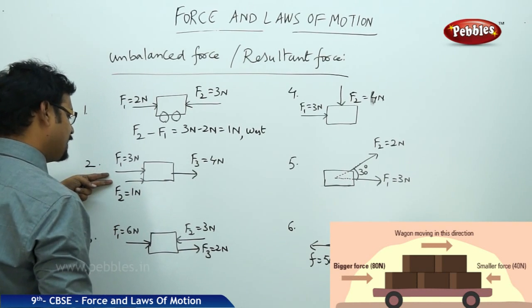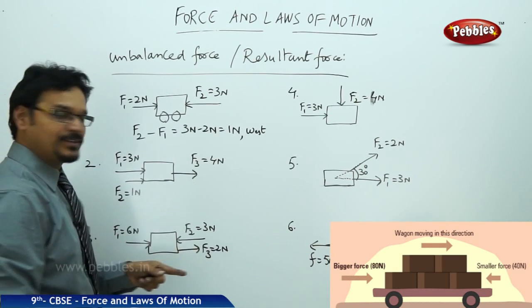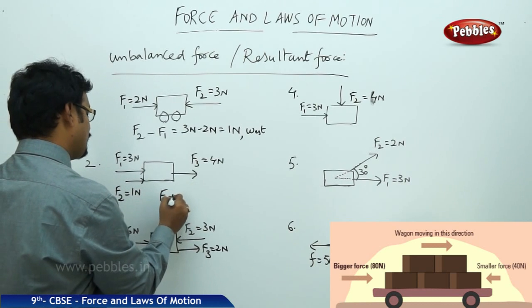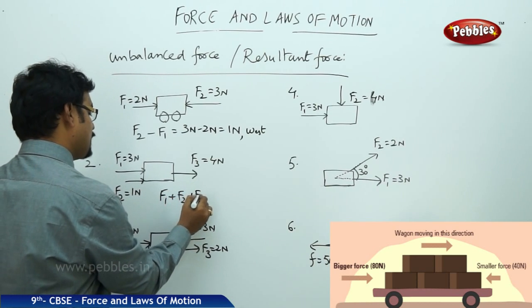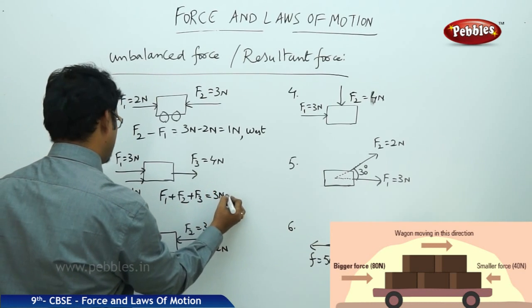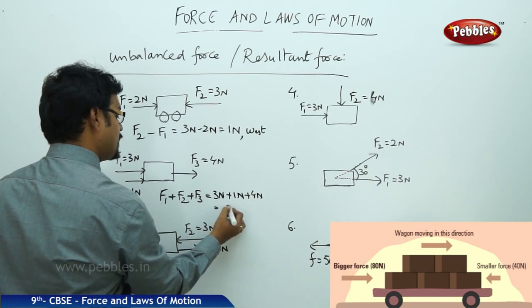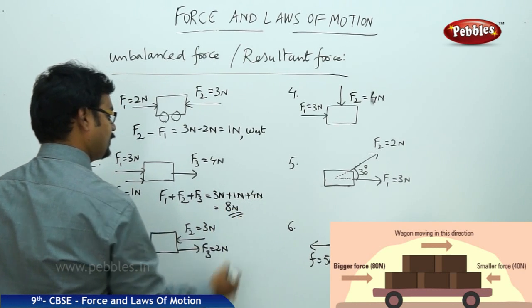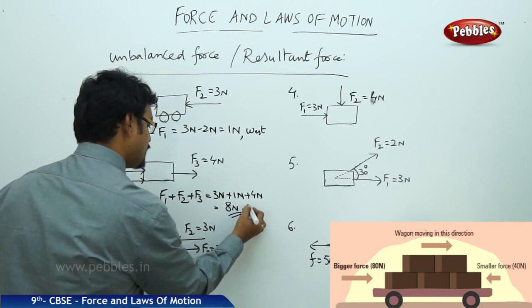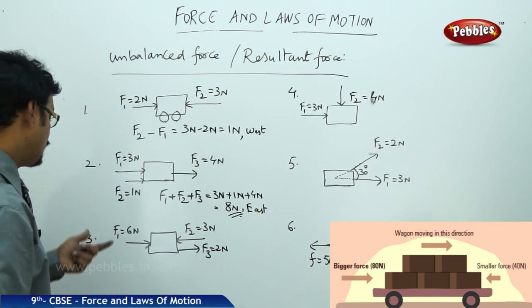Two forces F1 and F2 are acting in the same direction, and F3 is also in the same direction. So the resultant force here is F1 plus F2 plus F3, because all three are in the same direction. So 3 newtons plus 1 newton plus 4 newtons. The answer is 8 newtons. Which side? Towards east.